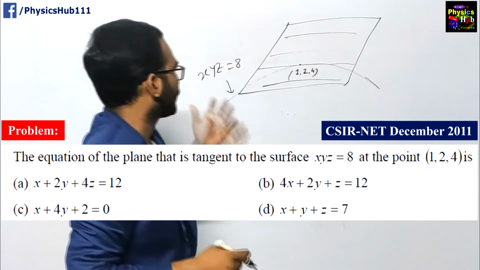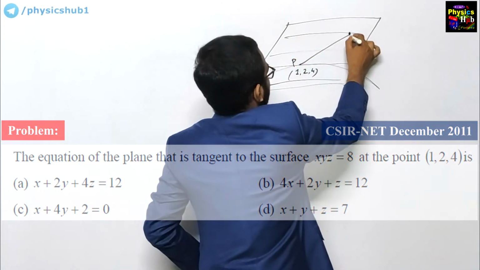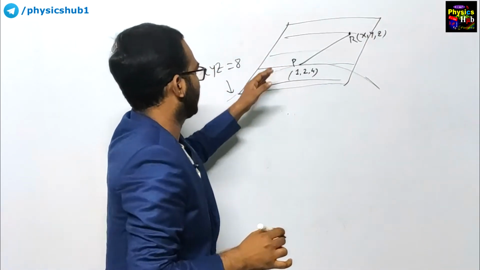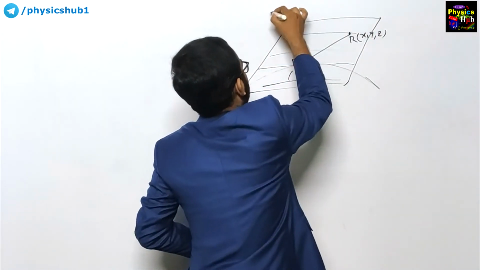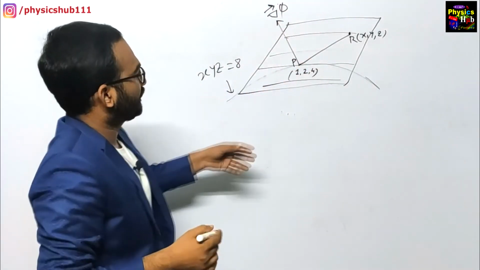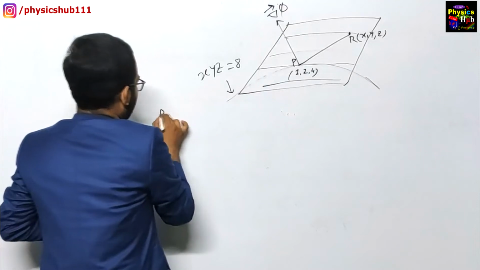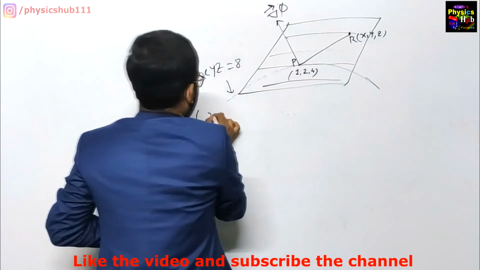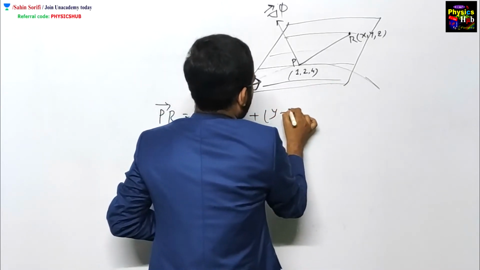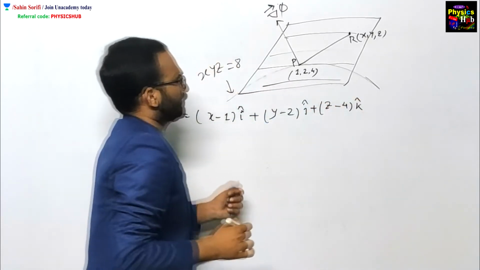So what you're going to do? Similarly, you're going to take a point. Let's say this is P, and this is R, which has the coordinates x, y, z. And at this point, there will be the gradient of phi, which is perpendicular, and you can utilize that. First of all, we need to find the equation of PR. What is the equation of PR? PR equals (x minus 1) i cap plus (y minus 2) j cap plus (z minus 4) k cap. This is the equation of this PR line.